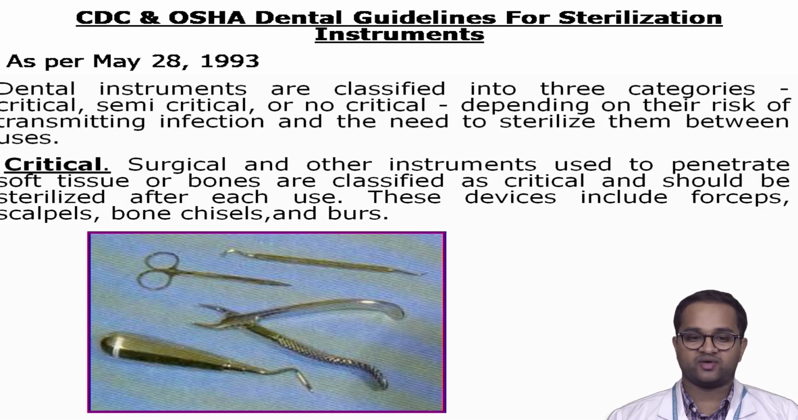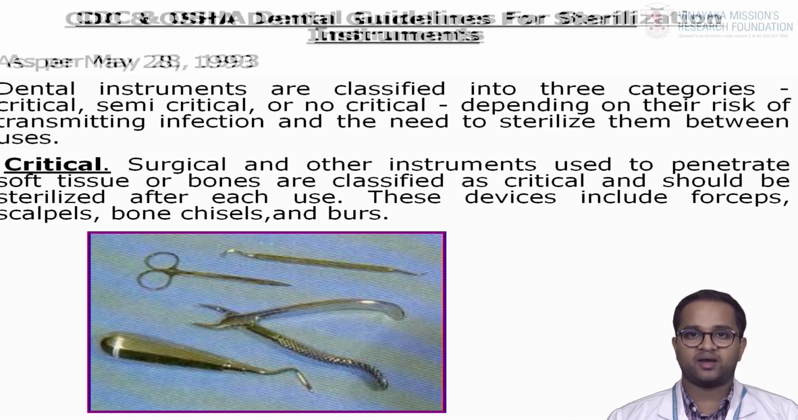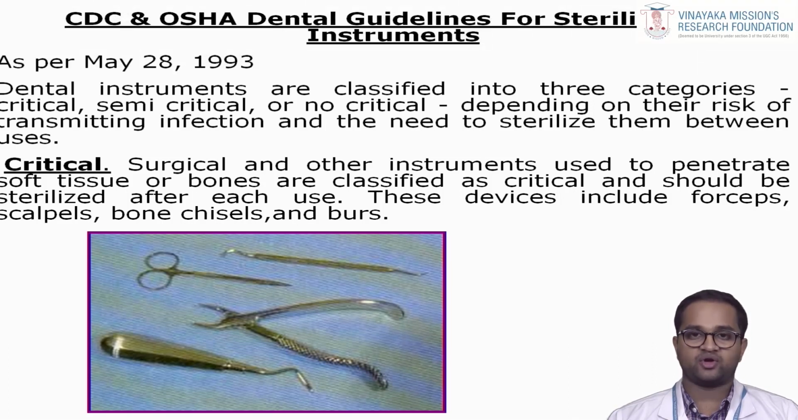for sterilization of instruments, as per May 28, 1993, the instruments are classified into three categories, mainly critical, semi-critical and non-critical. The critical instruments are surgical and other instruments used to penetrate soft tissues or bones and are classified as critical and should be sterilized after each use. These devices include forceps, scalpel, bone chisels and burrs as in the picture.